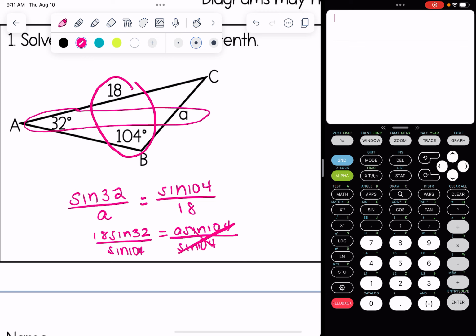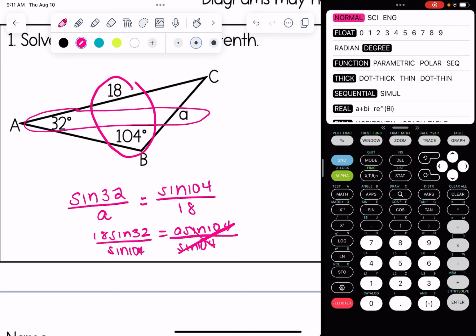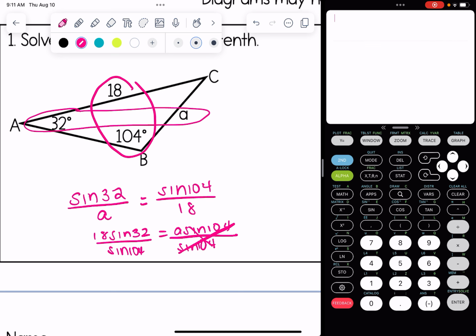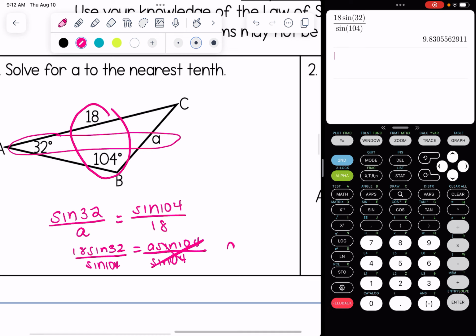And when we're doing this in our calculator, just double check you are in degree mode. Hit your mode button, make sure degree is highlighted. And now I'm just going to type this into my calculator. So I have 18 sine 32 divided by sine 104. And we're looking for the length of A to the nearest tenth, and we get A is 9.8.